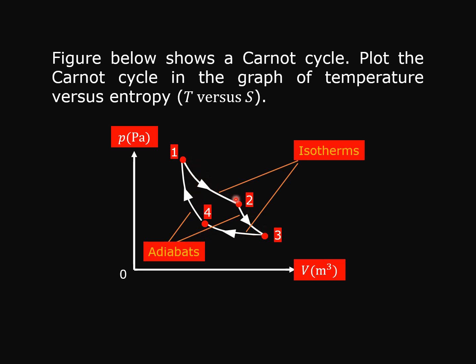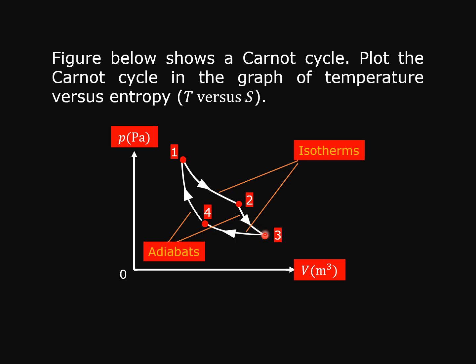From state 1 to state 2, this is the isothermal process. So this graph requires the isotherms. From state 3 to state 4, this is also an isotherm. But from 1 to 2, this is the isothermal expansion process, and from 3 to 4, this is isothermal compression.